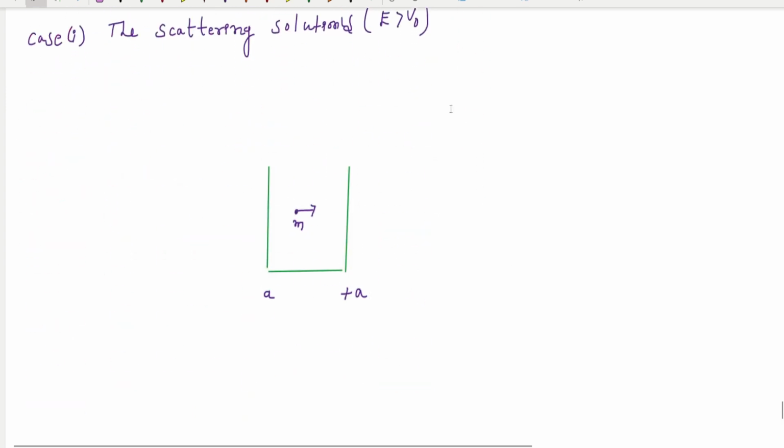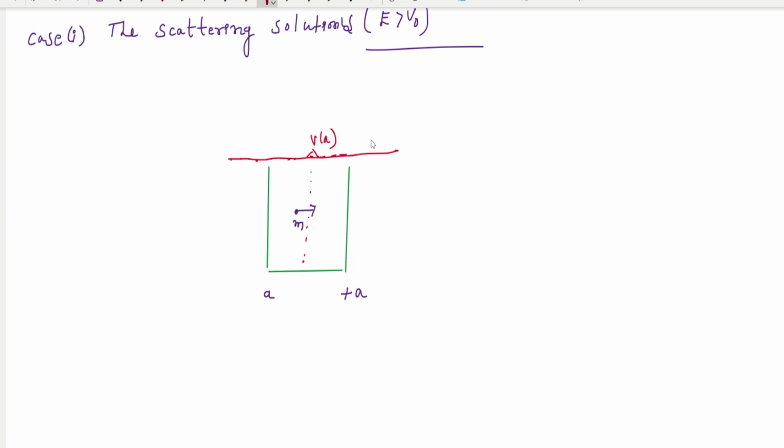So I'm considering this case. For example, this is the height of the potential energy V of x. The particle energy is here; compared to the potential, the particle energy is higher, this line. Then the particle easily penetrates through this barrier, and we can get a solution like this. So this is one important case.